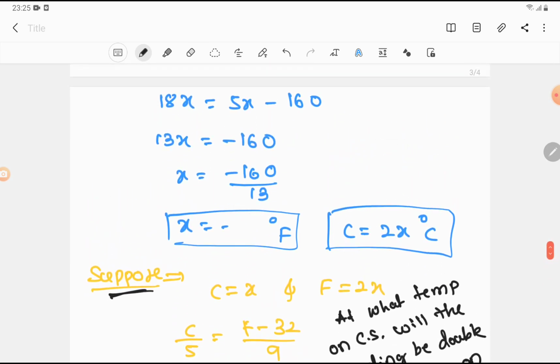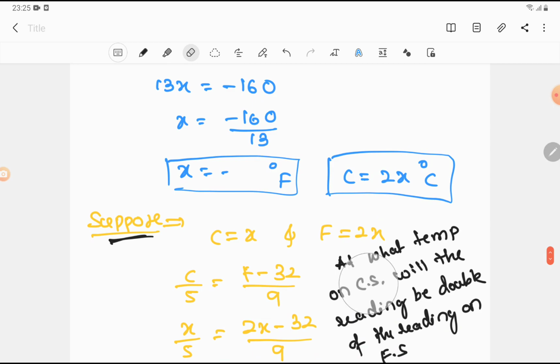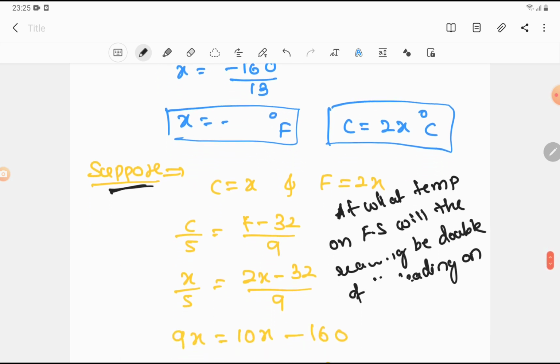Let's change it. At what temperature on the Fahrenheit scale will the reading be double of the reading on the Celsius scale? On the Celsius scale it is x, so on the Fahrenheit scale it will be 2x. Okay, let us go to the next problem.